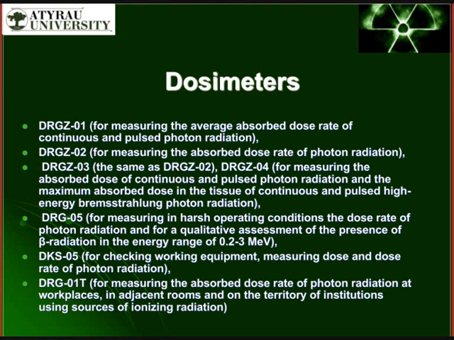Dosimeters are used to measure the absolute dose or the absolute dose rate of ionizing radiation. There are the following types of dosimeters, such as DRG-Z01. This includes measuring the average observed dose of continuous and pulsed photon radiation.